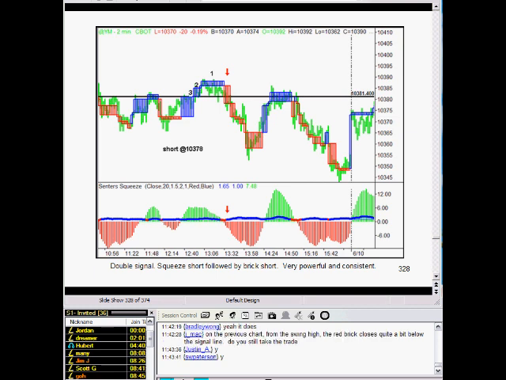It'll kind of help you filter out, like on the 2 minute. Like if the 2 minute's acting screwy, then you can be like, listen, I gotta wait until I get a 2 minute brick to confirm the 2 minute squeeze.